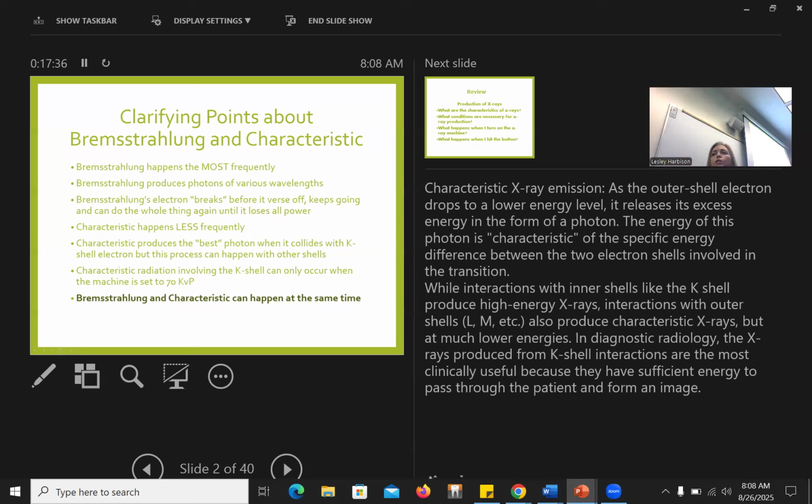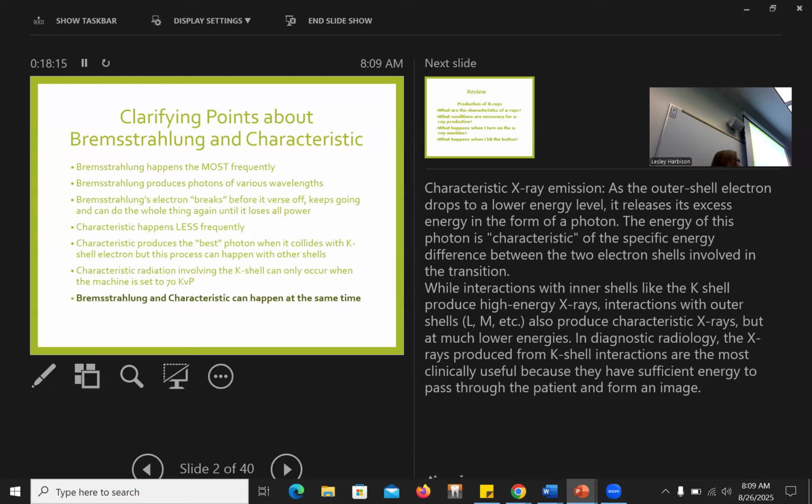Okay, characteristic radiation produces the best photon when it collides with a K-shell electron, but this process can happen with other shells as well. It could happen in an M shell, it could happen in an L shell, which I think somebody asked about last week. But we really focus on the characteristic radiation that happens with the K shell because it's the closest to the nucleus. It has the strongest binding energy, and so it produces a very high quality X-ray photon.